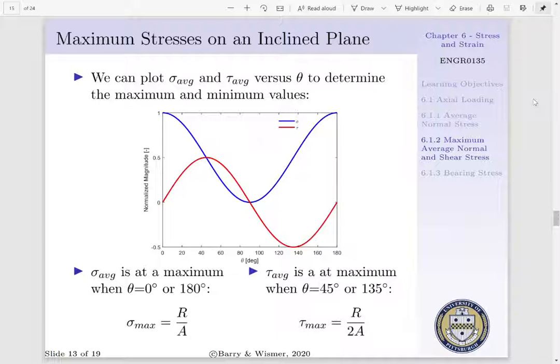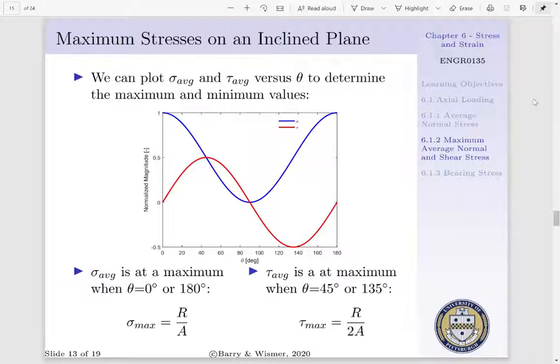Now, if we plot our average shear stress and our average normal stress versus theta, where theta goes between 0 and 180 degrees, we can determine our maximum and minimum values. If we look at our average normal stress, which is denoted as the blue line, we have a maximum value when theta is equal to 0 degrees or 180 degrees. This means when our plane is mutually orthogonal to the axis that defines the center line of our member, we'll have a maximum normal stress. And our maximum normal stress is simply R per A.